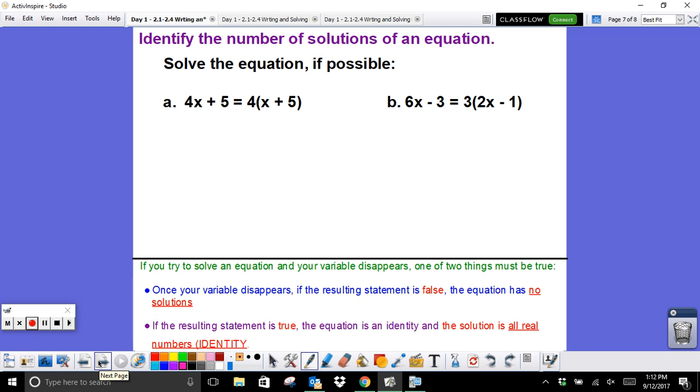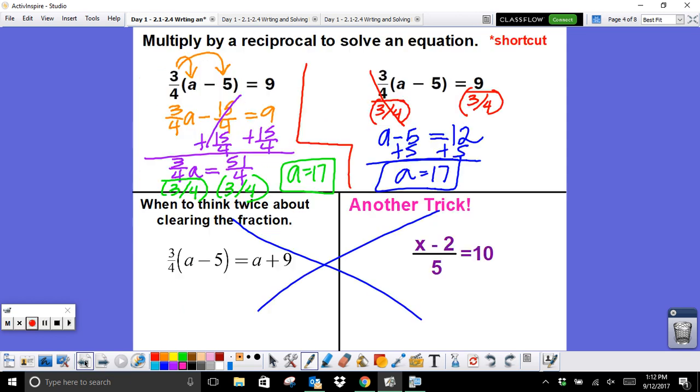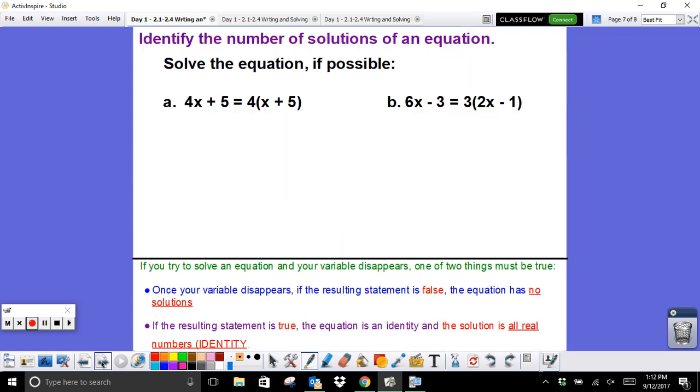So this says identify the number of solutions of an equation. Up until now, we have had one solution for every equation. If I look back at the last one that we did, I got 26 over 25. The ones before that, I got 17. The one before that, I got 2 for both of those. I got 9 at the top here. So for all of these, I've gotten one solution. Okay, well, it might not always be that way. We may have a couple of different options. So let's see what that would look like.